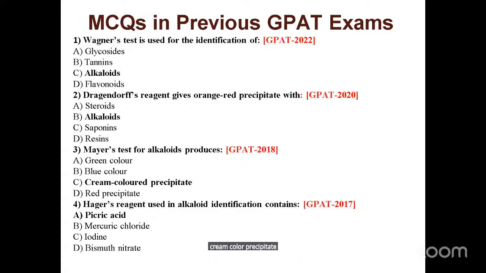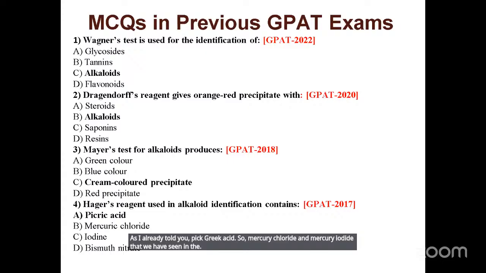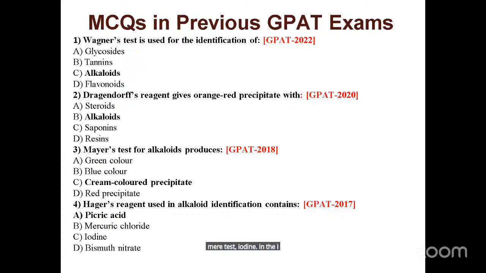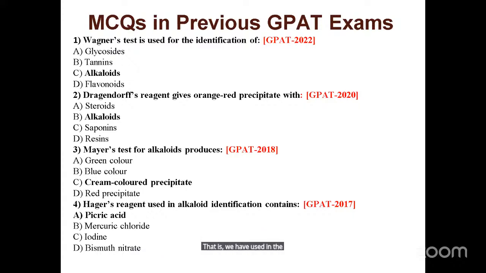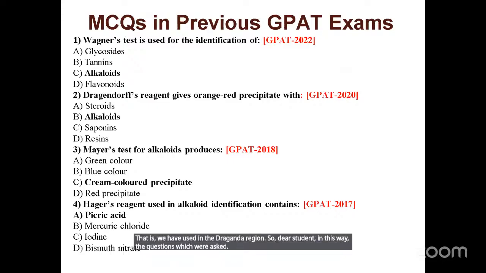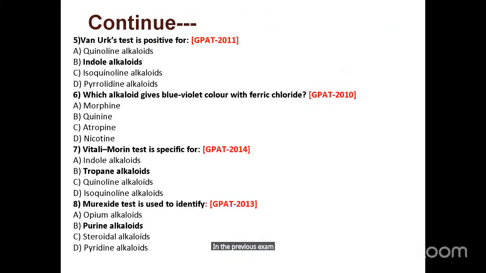Then Hager's reagent used in alkaloid identification contains, as I already told you, picric acid. So mercuric chloride and mercuric iodide that we have seen in the Mayer test, iodine in potassium iodide that we have seen in the Wagner reagent, and bismuth nitrate, bismuth iodide, so that is potassium bismuth iodide, that we have used in the Dragendorff reagent. So dear student, these were the questions which were asked in the previous exam. There may be questions asked in the coming year GPAT 2026.